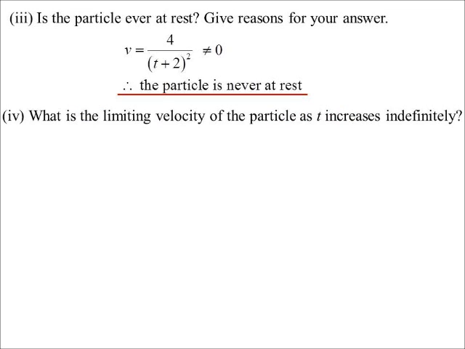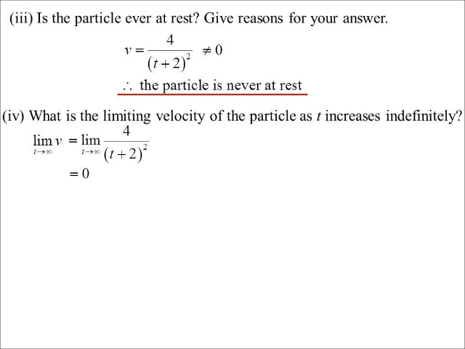What is then the limiting velocity? Limiting velocity just means as time approaches infinity. So what's happening to this particle? It's never stopping. Poor thing's going to get tired, but it just never stops. So in other words, what is the limit as t approaches infinity of v? The limit of 4 on t plus 2 squared. All right, what's the limit of that? 4 on t plus 2 squared. 0. So whilst it never stops, its limiting velocity is 0.